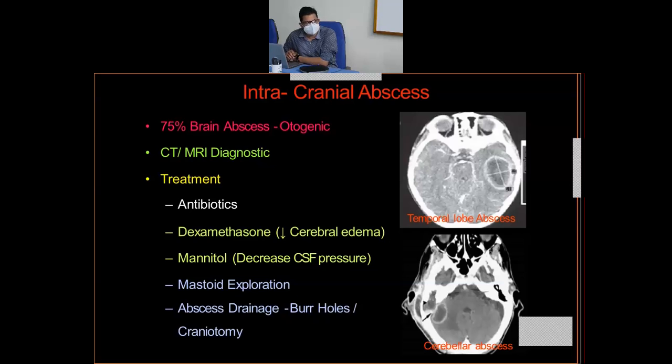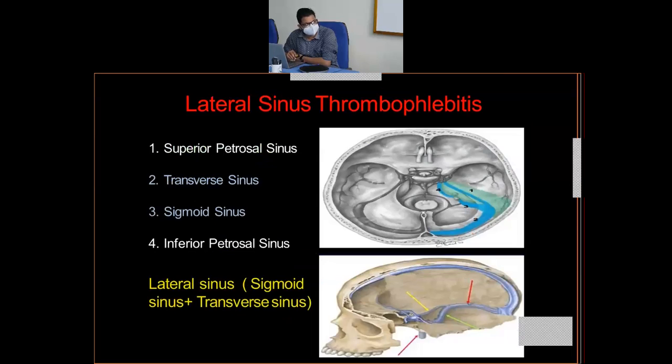And among the medical treatment, you have to give antibiotic, dexamethasone, and mannitol. About this mannitol, one of the entrance questions may ask what do you use for intracranial abscess or to decrease the CSF pressure. There will be options like mannitol, glycerol, or many things. So mannitol will be the answer.